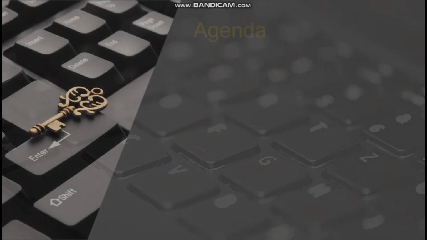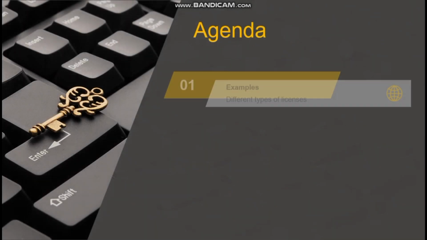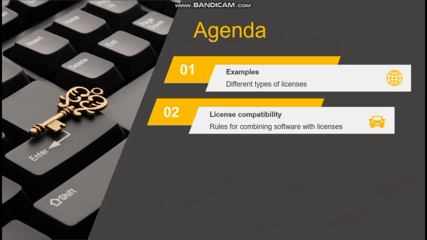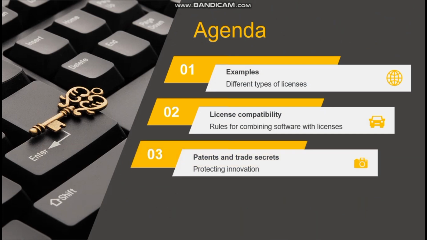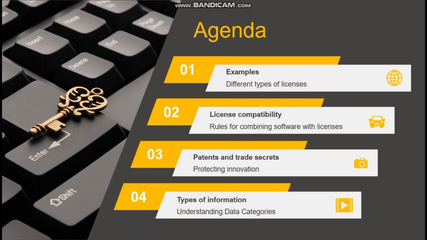Continuing the presentation of our software engineering course, my agenda will include examples of different types of licenses, license compatibility, which include rules for combining softwares with licenses, then patents and trade secrets, which means protecting innovation, and then types of information and understanding data categories.